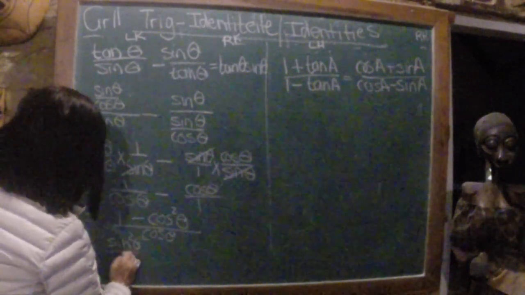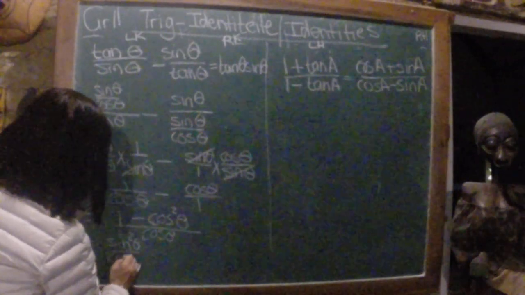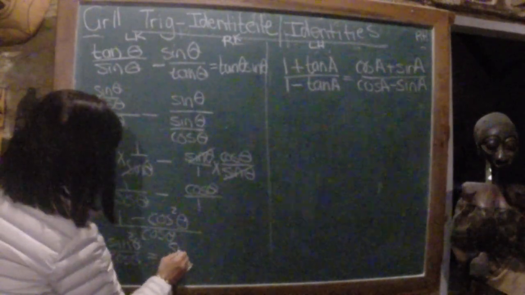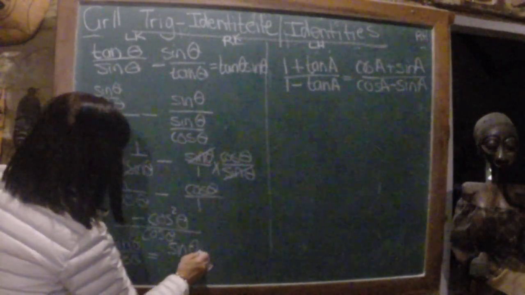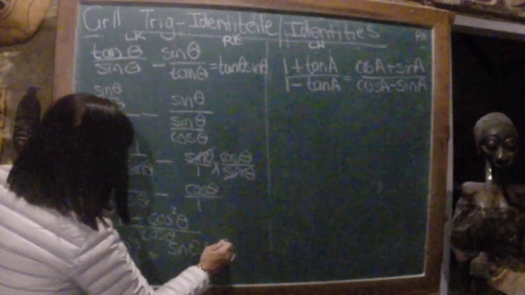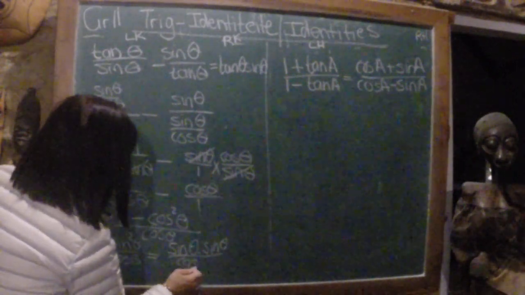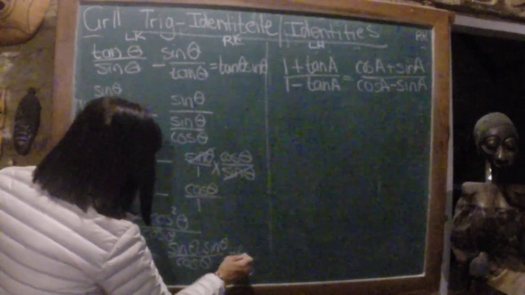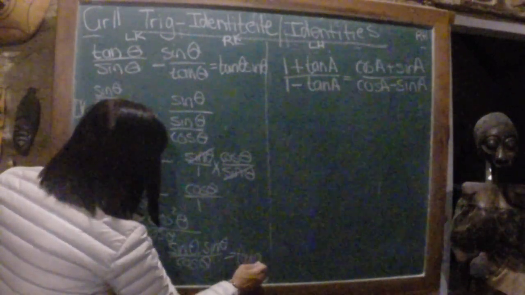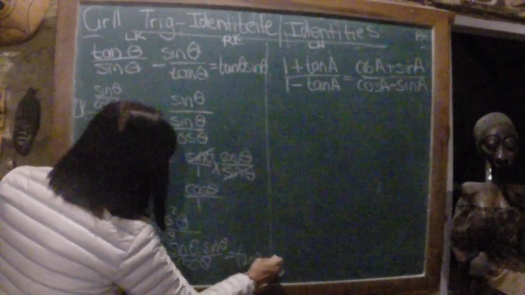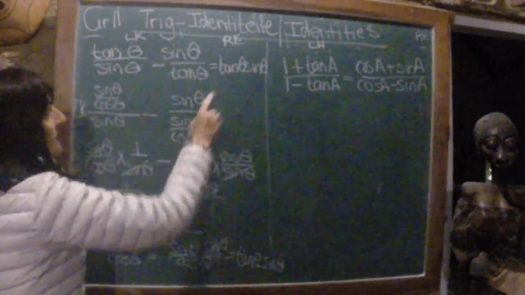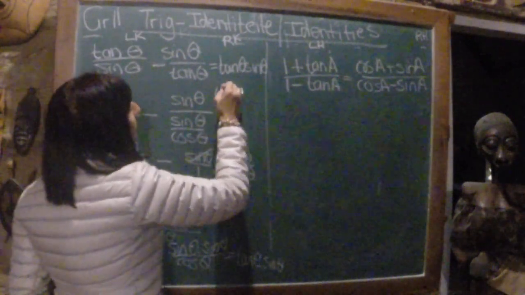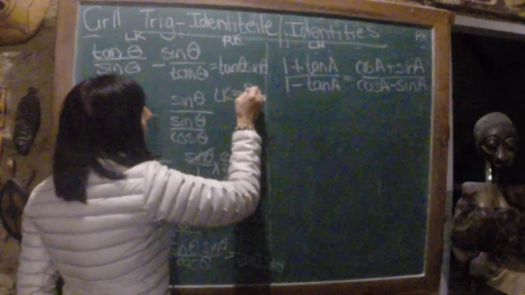So 1 minus cos square theta equals sin square theta on cos. So sin squared theta is the sinus theta times sinus theta on cos theta. So sin of course is gelyk aan tan. So dis tan theta maal met sin theta. And if you look at the right hand side, you will see that that's the right hand side. So my left hand side equals my right hand side.